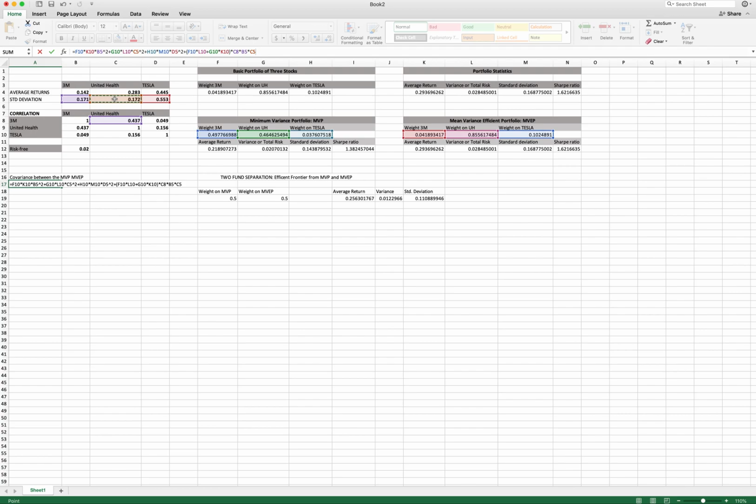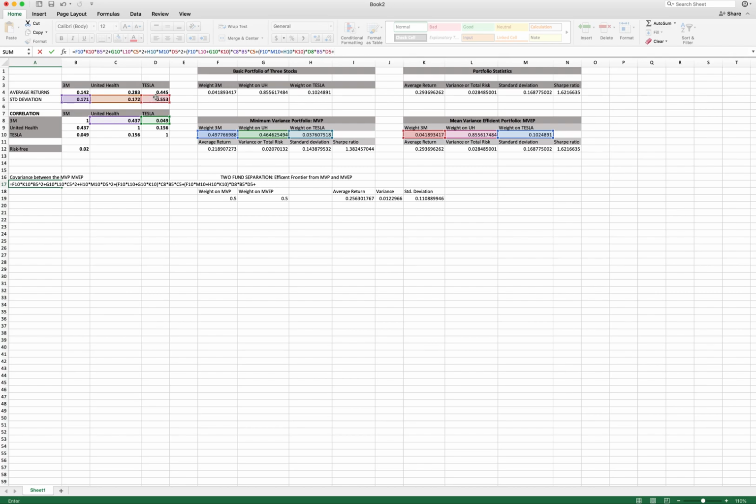I still have to do the cross term of 3M and Tesla, which is the weight of 3M in the first portfolio times the weight of Tesla in the second portfolio, plus the weight of Tesla in the first portfolio times the weight of 3M in the second portfolio, times the correlation of Tesla and 3M times the standard deviation of 3M times the standard deviation of Tesla.